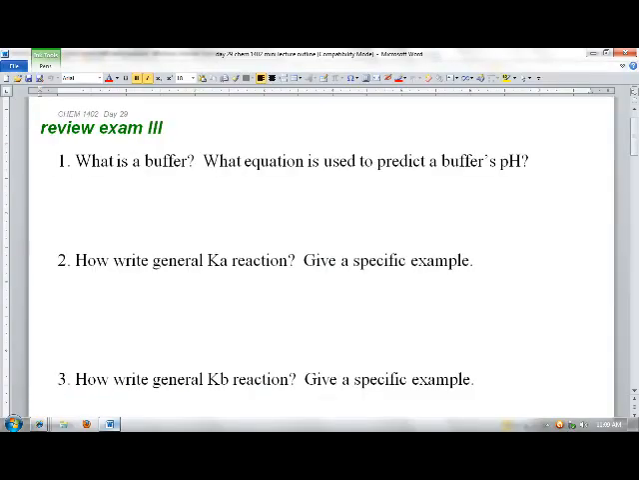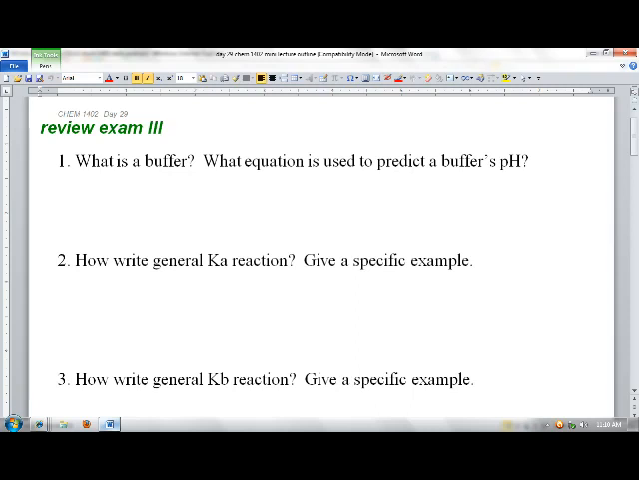Let's start out with Bobby. What good is a buffer? What is it supposed to do? Maintains the pH. Yeah. Add a little acid, add a little base, the pH will stay the same.